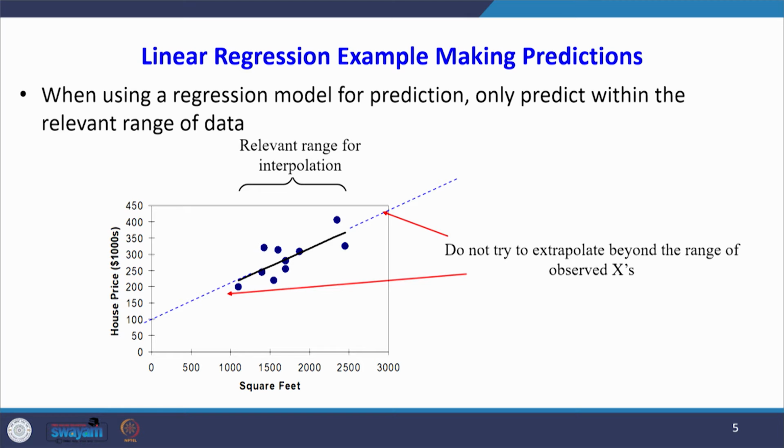When using a regression model for prediction, only predict within the relevant range of the data. You see that the data is from 1000 to 2500. So, if you are making a prediction within this range, it is okay, that is the relevant range for interpolation. Suppose you want to predict for an extremely high x value, maybe 5000 square feet, this model may not be valid. So, the point here is do not try to extrapolate beyond the range of observed x values.